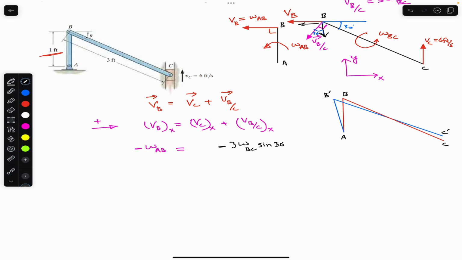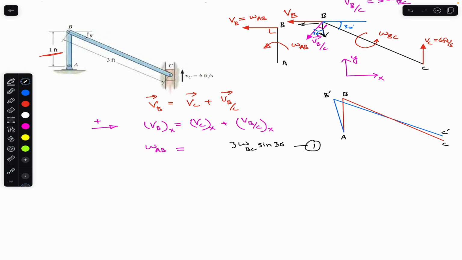So now this is 0 plus this, so we can remove this 0. And if we divide both sides of the equation, the minus will cancel out, so we will be left with r omega AB equal to this. Now this is one equation and we have two unknowns. So let's say this is equation number 1.